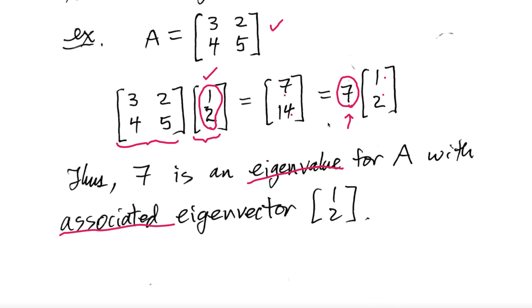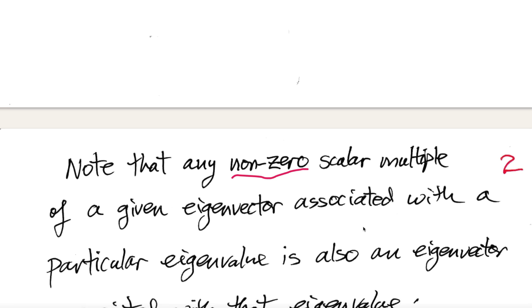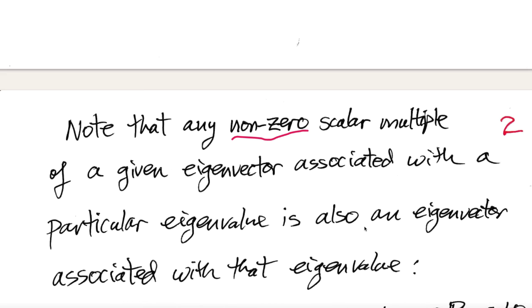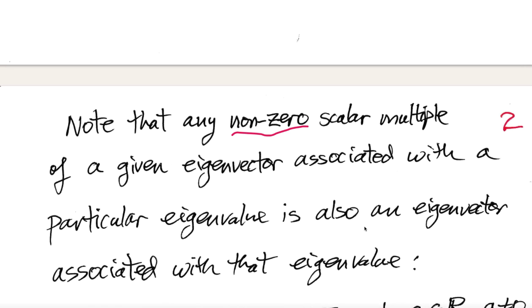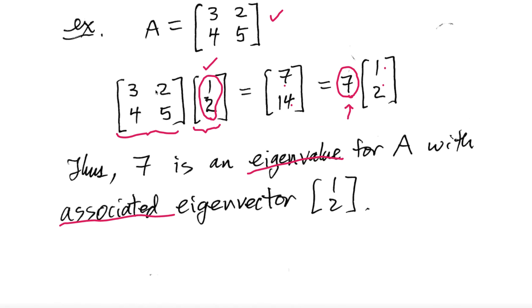So there's a concrete example. Now let me point this out. Note that any non-zero scalar multiple of a given eigenvector associated with a particular eigenvalue is also an eigenvector associated with that eigenvalue. Well, this is easy; don't make this hard. Suppose I come back up here. I've got the same matrix A, but instead of 1, 2, I use maybe 2, 4, a non-zero scalar multiple of 1, 2.